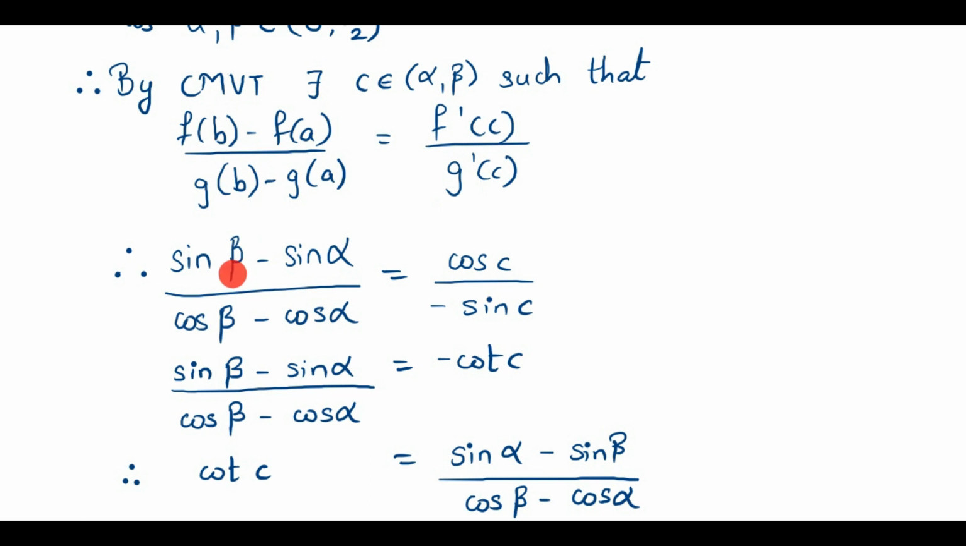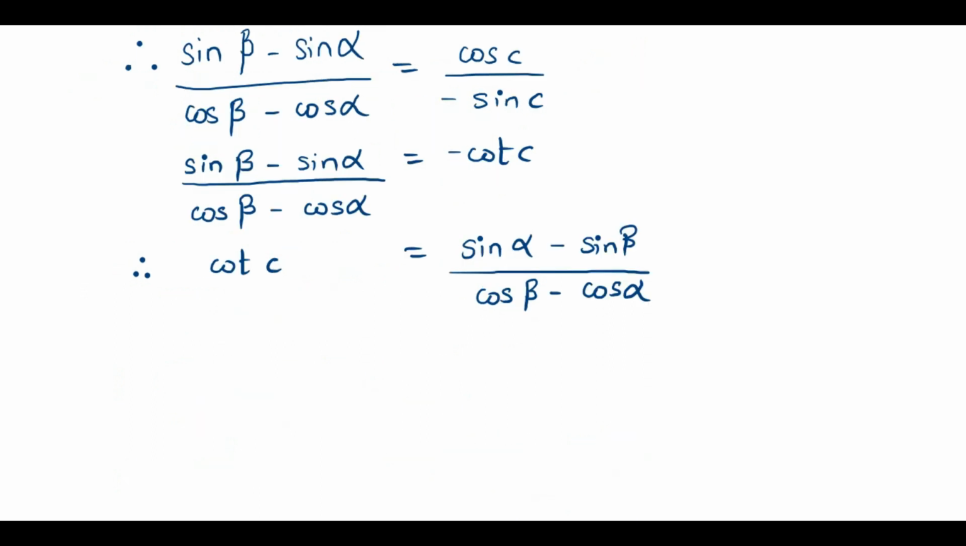What was f of x? It was sin x. So f of b will be sin beta minus f of a, which is sin alpha. And what was g of x? g of x was cos x. Therefore g of b will be cos beta, minus g of a, which is cos alpha. Now f dash of c is cos c and g dash of c is minus sin c. cos upon sin gives cot. And cot c will be equal to, just put this minus sign here, and we get the final answer. So here we got our final answer.